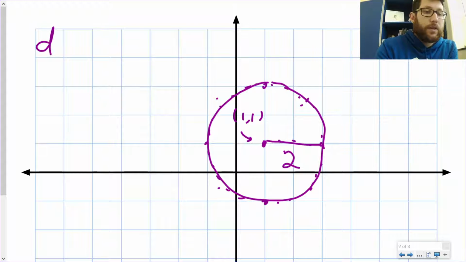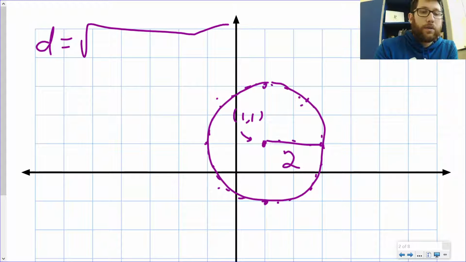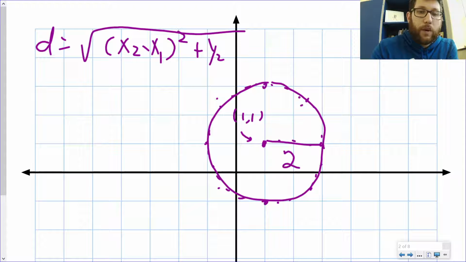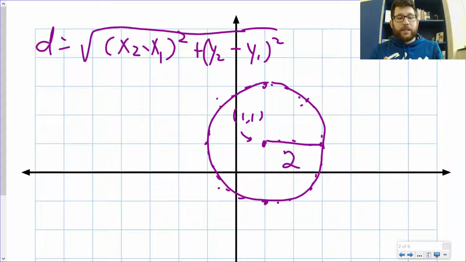So our distance formula is equal to the square root of x2 minus x1, all of that squared, plus y2 minus y1, all of that squared. So there's my distance formula. Now, the way the distance formula works is I plug in 2 points and I get a distance. But what we're going to do here is plug in a distance and 1 point, and we're going to get the equation of a circle.